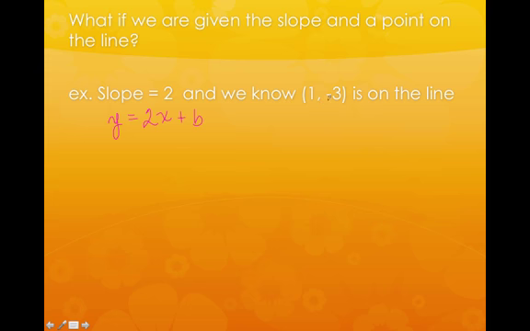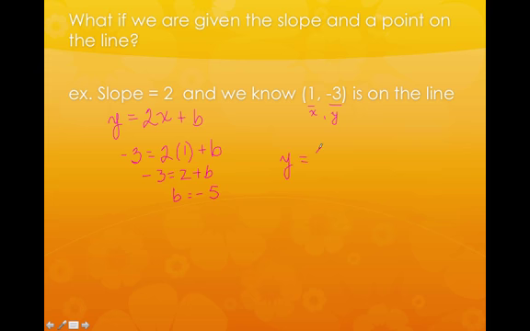Well, what I can do is, notice here I've got an x-coordinate and a y-coordinate, so I can plug these numbers in for my x and my y and solve for b. So if my y equals -3, then I've got -3 equals 2 times 1, plugging in for my x, plus b, and then I can solve for b. -3 equals 2 plus b, so b equals -5. Then I can go back and rewrite that equation.